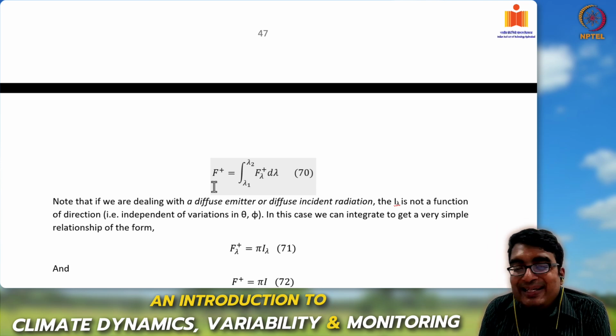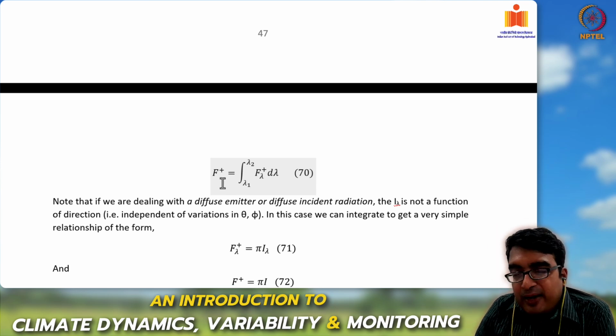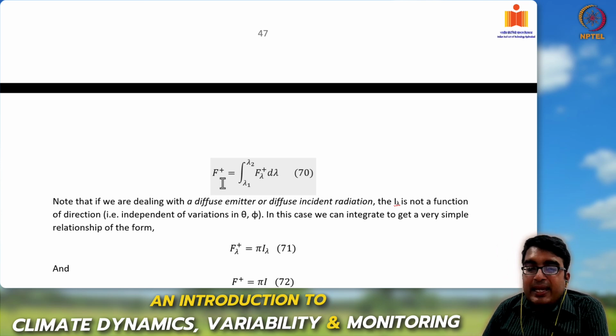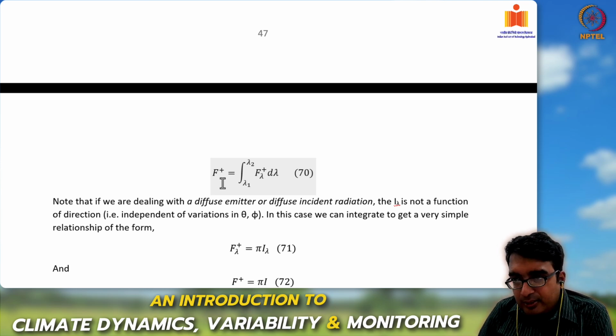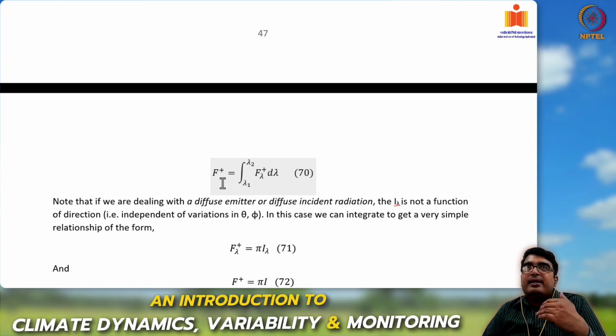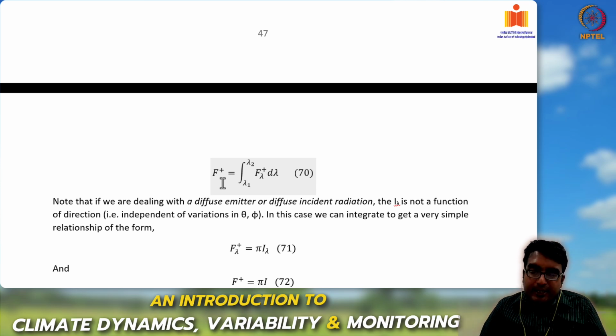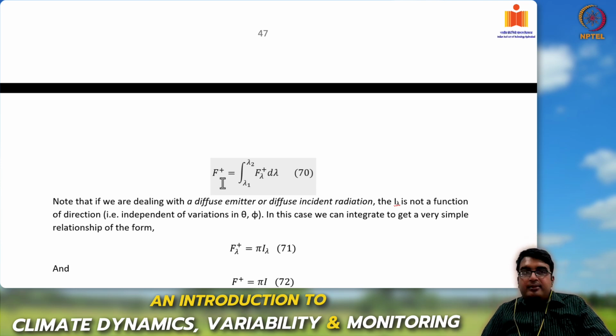Now these integrals can be simplified under certain conditions. If we have a diffuse emitter, then the radiation intensity I lambda or I nu is no longer direction dependent. The I lambda or the I nu value will be the same at whichever direction you look at. Okay, so that is the special property of a diffuse emitter. The diffuse emitter emits equally in all directions.